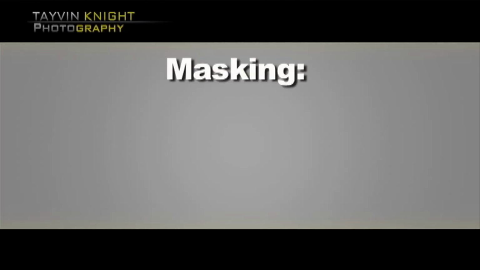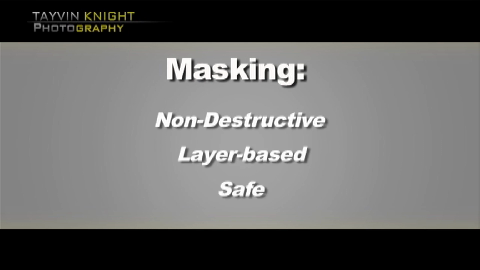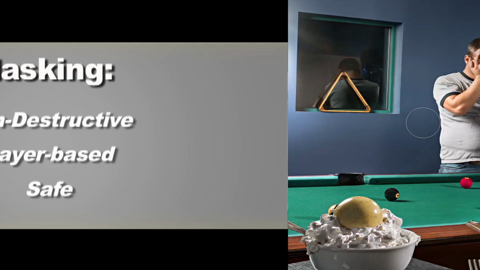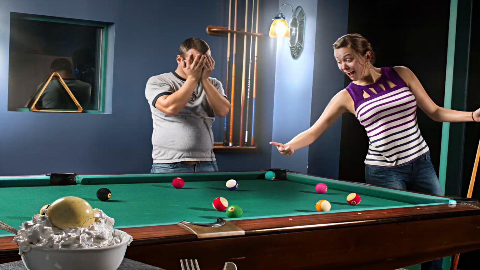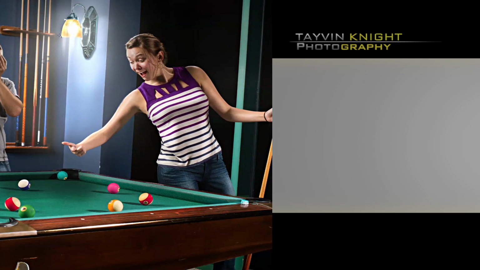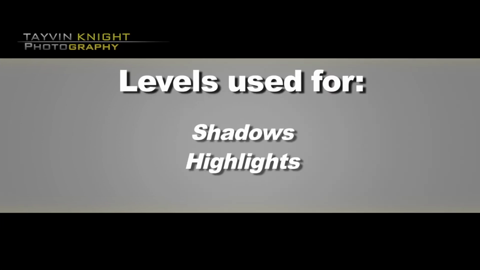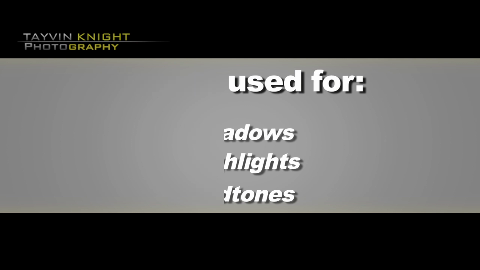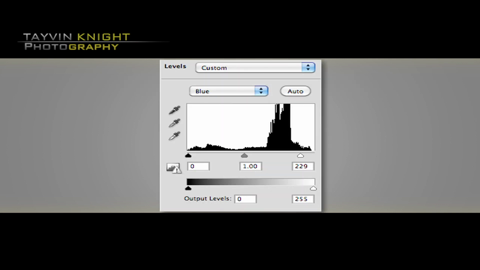Now, masking is a non-destructive layer-based form of editing. I'm not manipulating the original image. All I'm doing is adding layers on top of it. The great thing about masking is if you don't like something you've done, you can always change it. You're not stuck with it. Levels allow us to change or add shadows, highlights, and midtones. Now, levels masking is a lot like curves masking, except you have a lot more control.